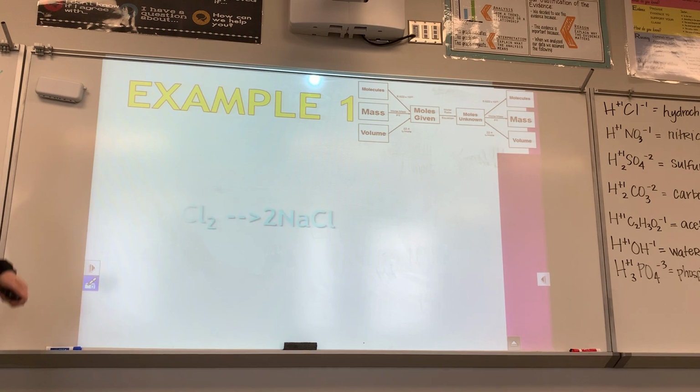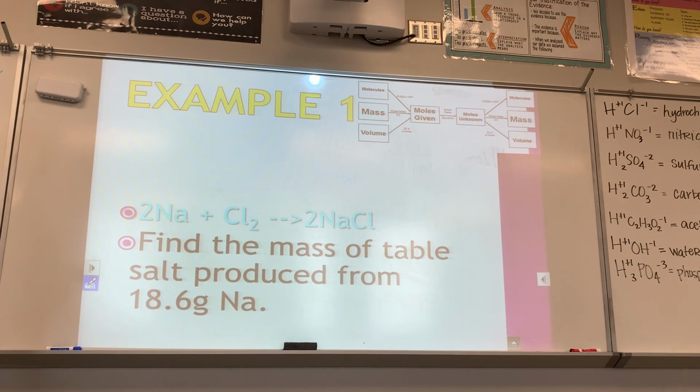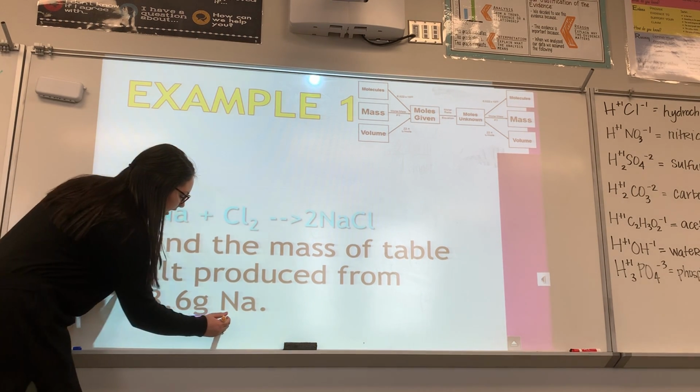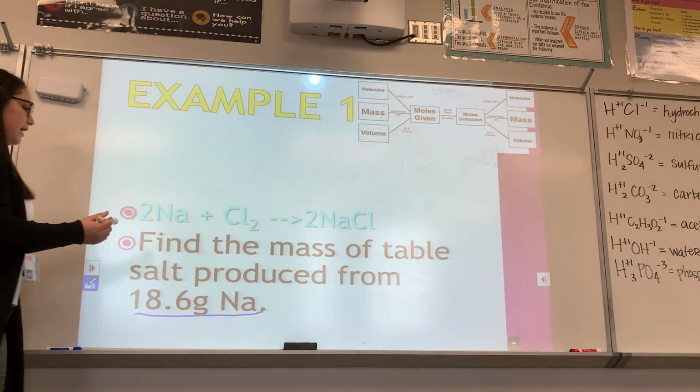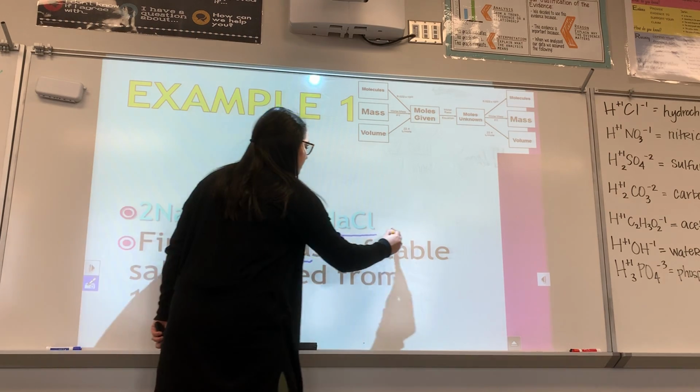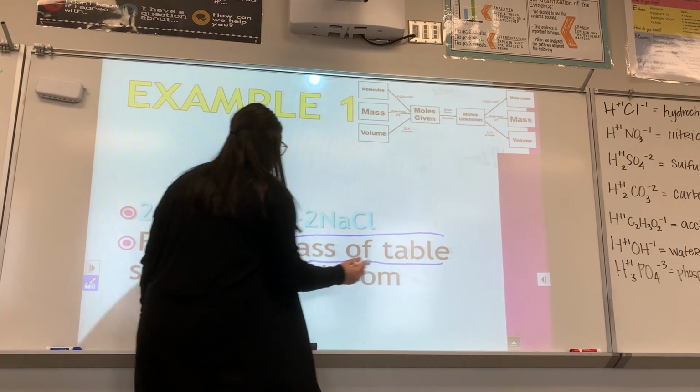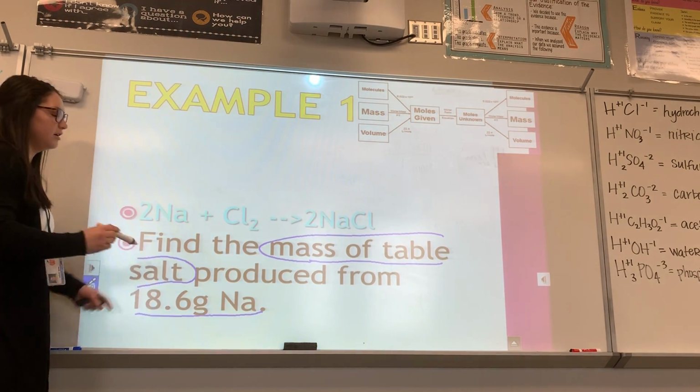So I'm given sodium plus chloride forms sodium chloride. Find the mass of table salt produced from 18.6 grams of sodium. I look at this equation, I underline what I know. I know I have 18.6 grams of sodium. I need to find the mass of our table salt, which is our NaCl.